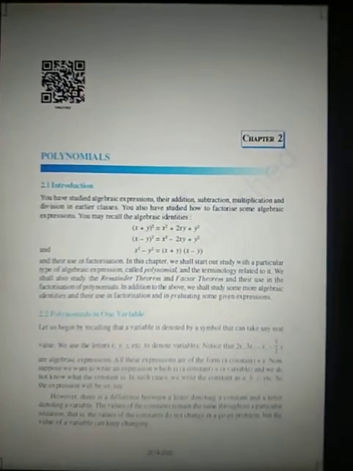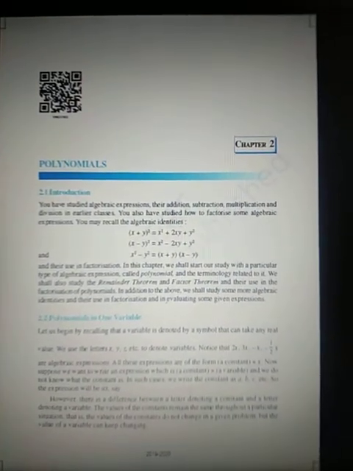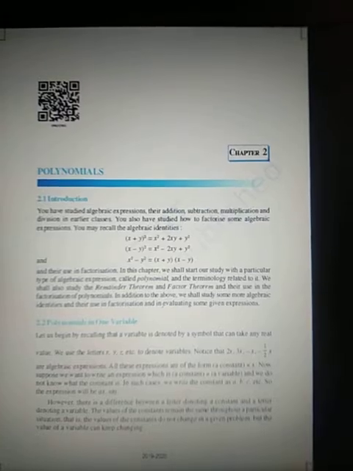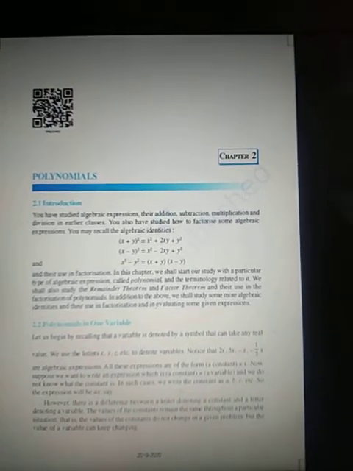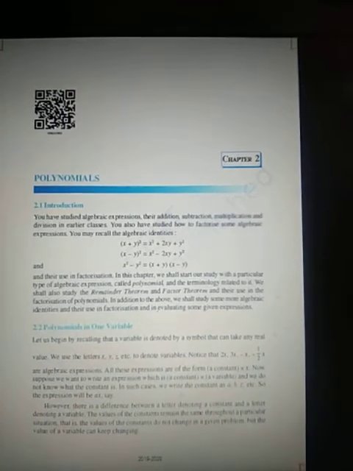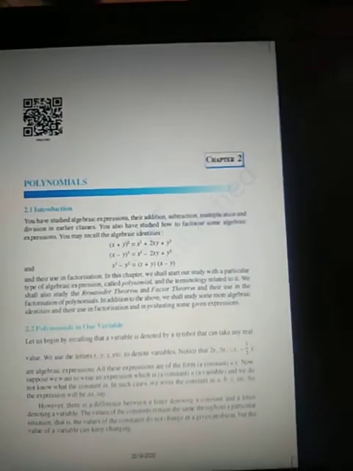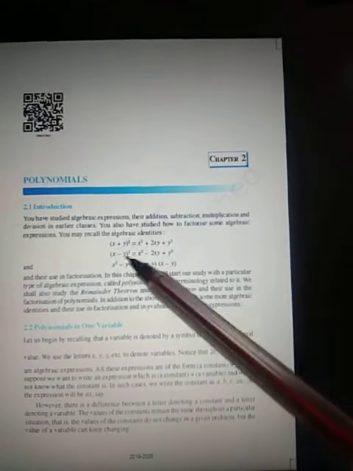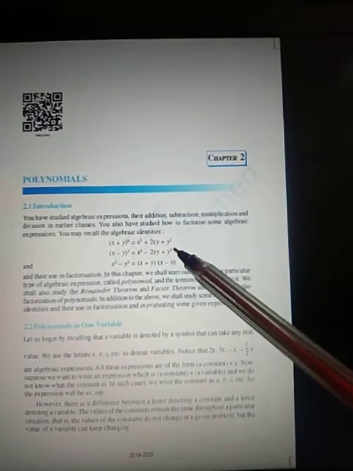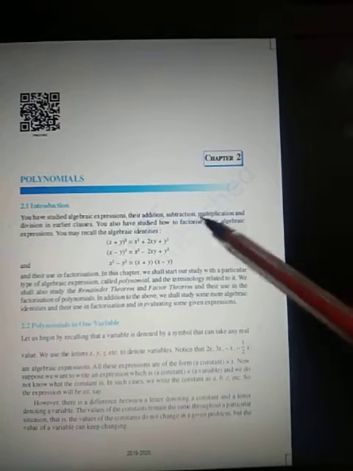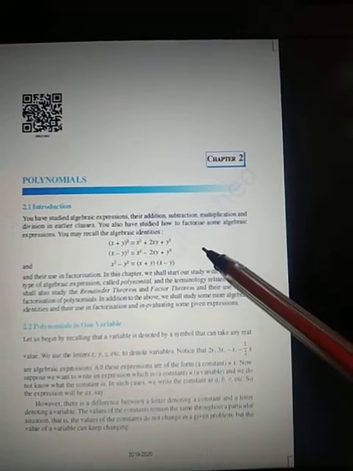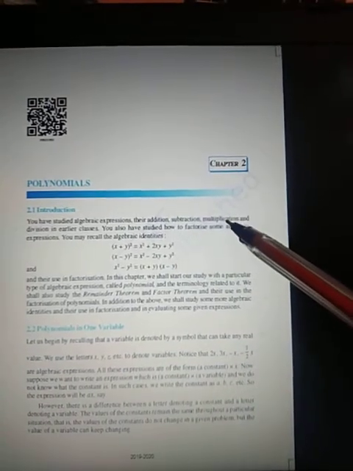Next we are going to see about the polynomials. We have seen expressions like x plus y whole square, x square, and formulas like a plus b whole square in the algebraic identities. For example, x plus y the whole square equals x square plus 2xy plus y square.